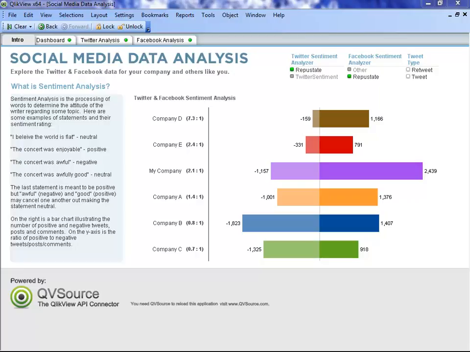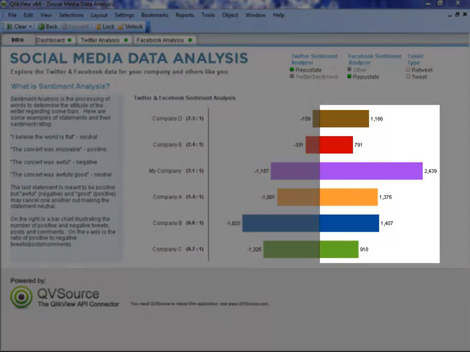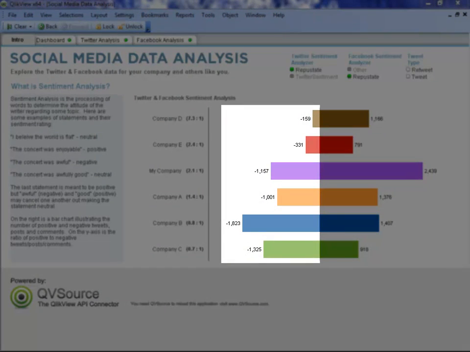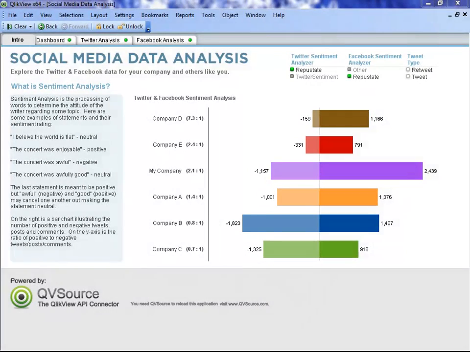This bar chart compares the number of positive tweets, posts, and comments and the number of negative tweets, posts, and comments between my company and their competitors. You can easily see that my company had the most positive tweets, posts, and comments, and Company B had the most negative tweets, posts, and comments. The ratio of positive tweets, posts, and comments to negative tweets, posts, and comments is highest for Company D at 7.3 positive to each negative.